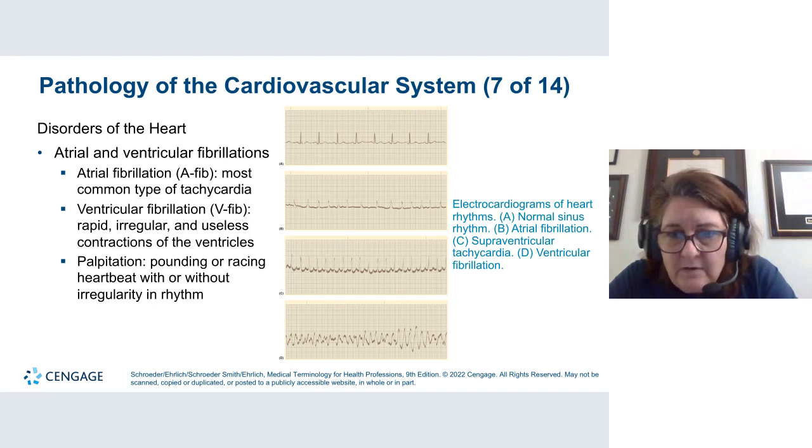Here's some EKG strips with various things. AFib, atrial fibrillation. You can see it right in there. It's supposed to be kind of straight. It's doing a boop, boop, boop, boop, boop like that. And that's literally what the heart's doing.